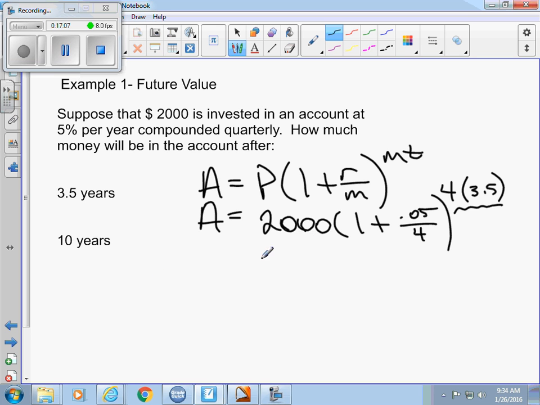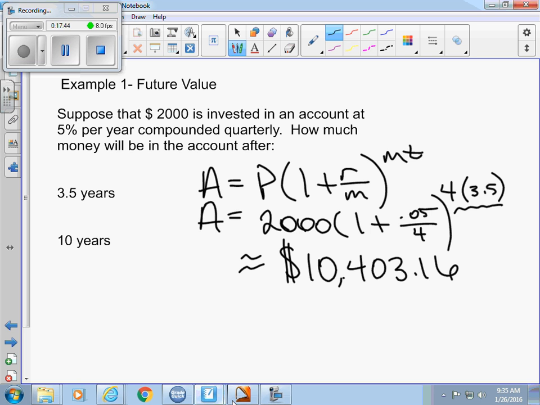So what do we get after 3.5 years? 10,400 and what? So your $2,000, you did no, is that what you got? Is that what everyone got? That seems pretty high. 2,000, 1 plus 0.05 divided by 4 raised to 4 times 3.5.